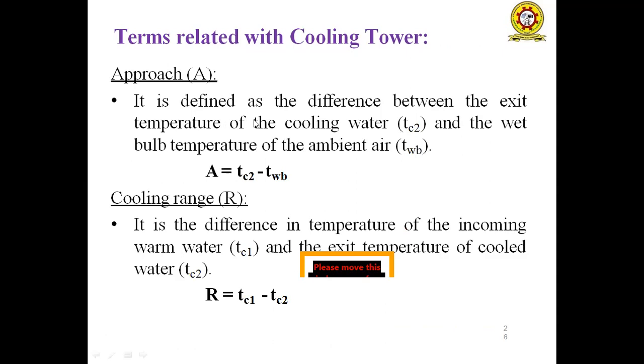Next, approach. It is defined as the difference between the exit temperature of the cooling tower and the wet bulb temperature of the ambient air. This is called the approach.